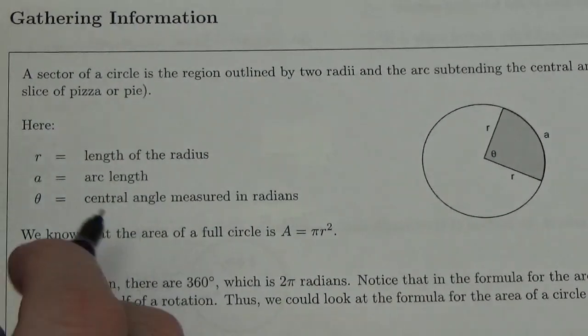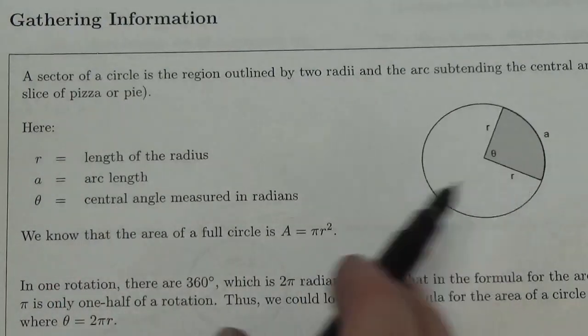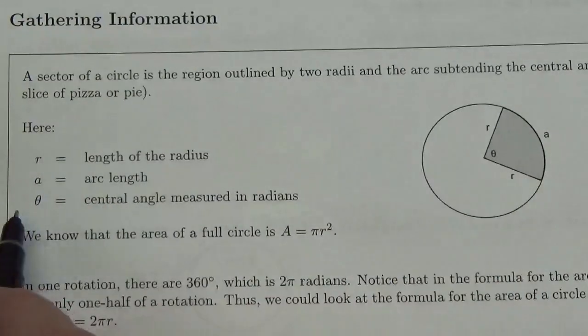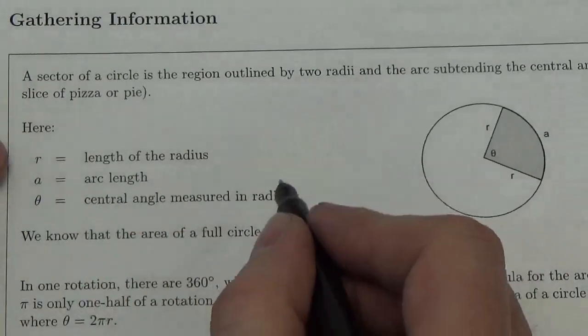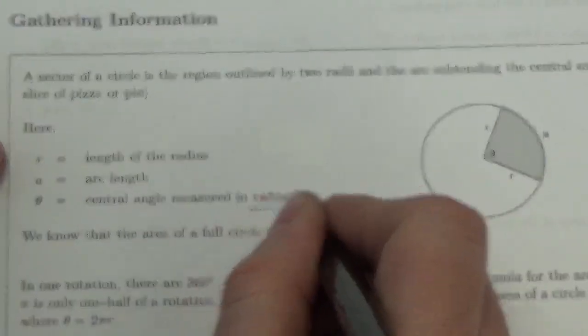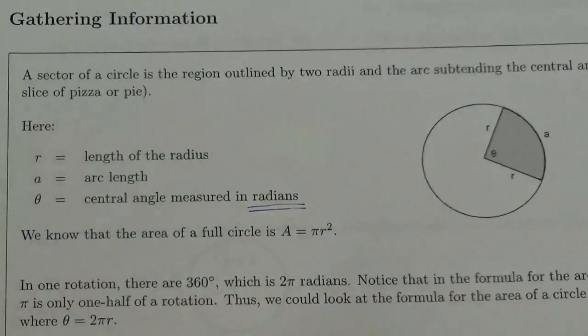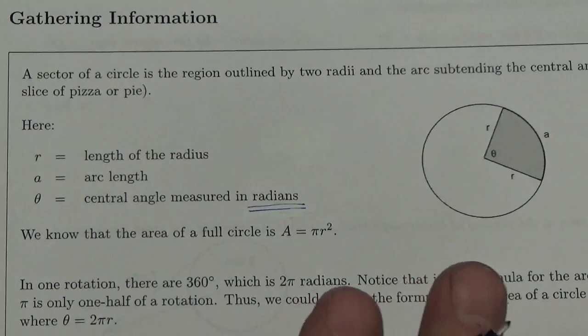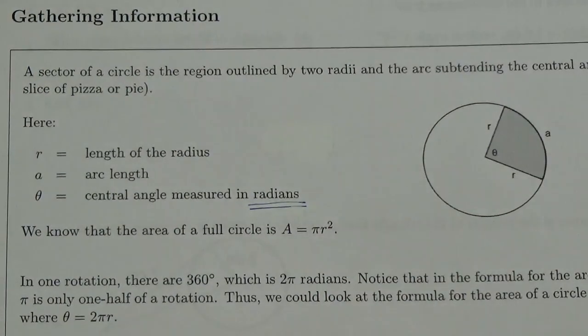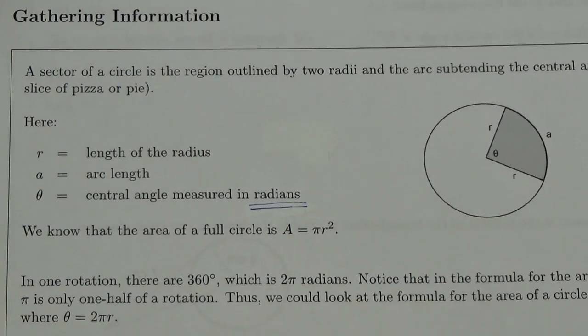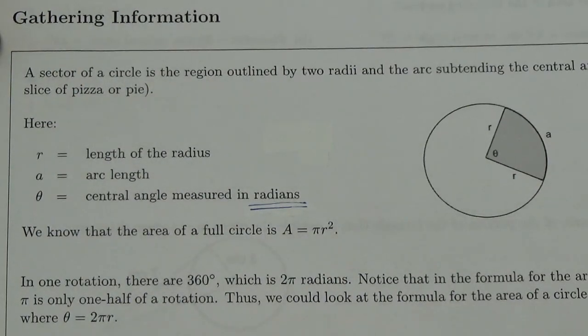So the pieces that are important here are the length of the radius, the arc length, and theta. For what we're doing here, we're going to measure the angle in radians. The reason we want to do that is because we're lazy and it simplifies the expression a fair bit. You do have to be comfortable with radians, but it makes it a lot simpler.